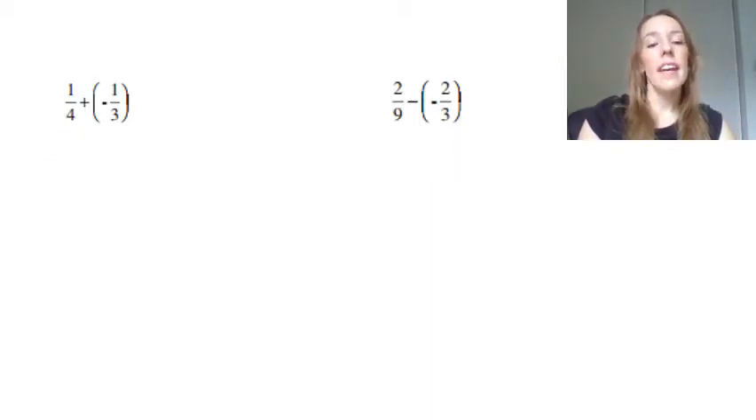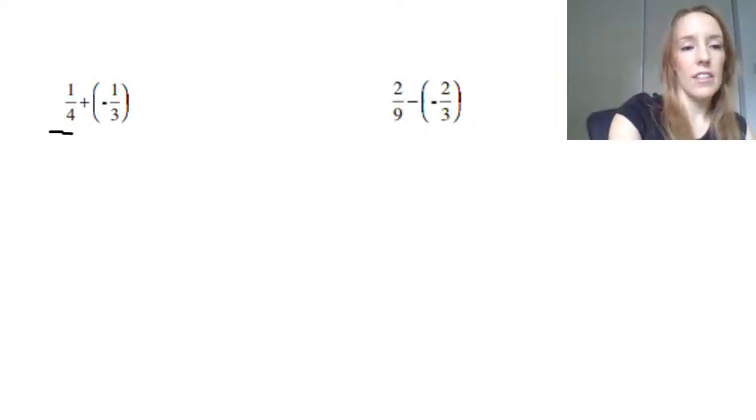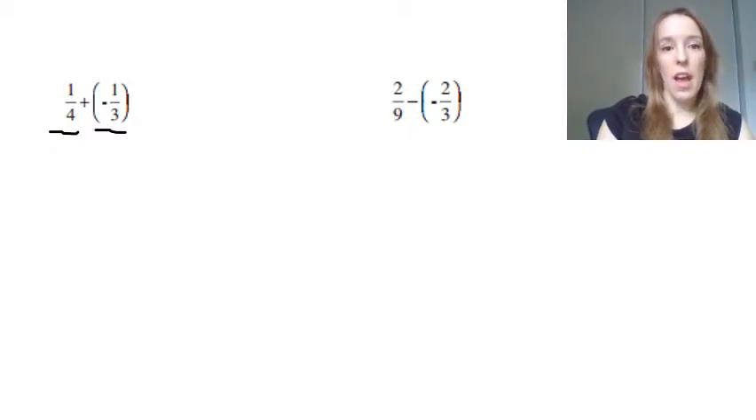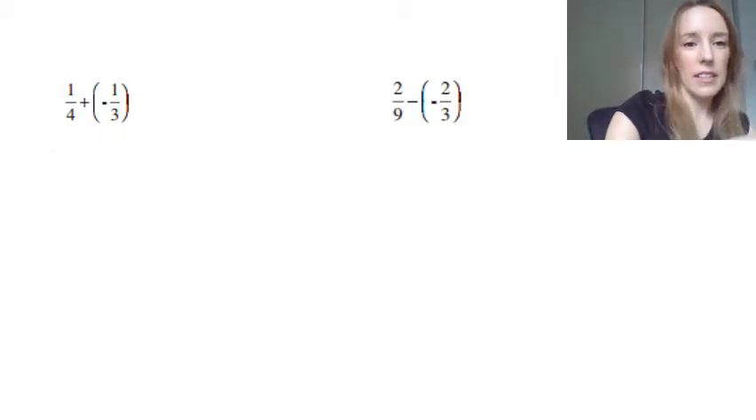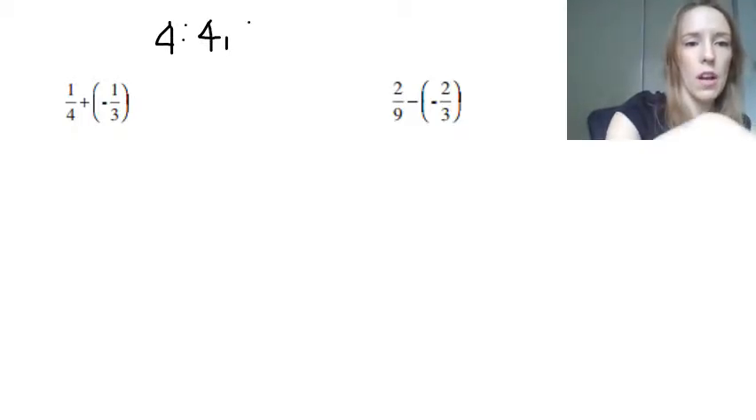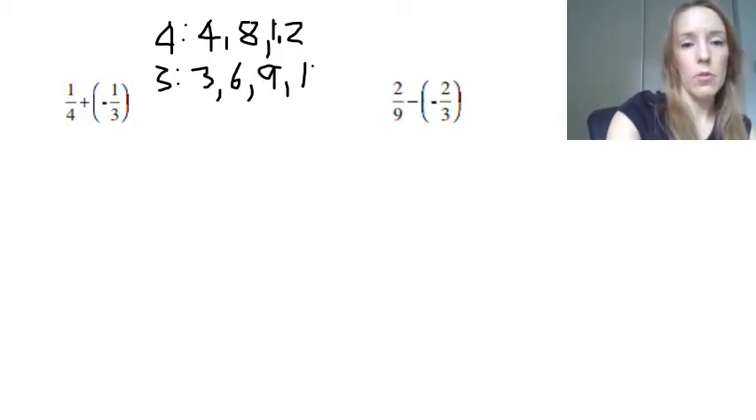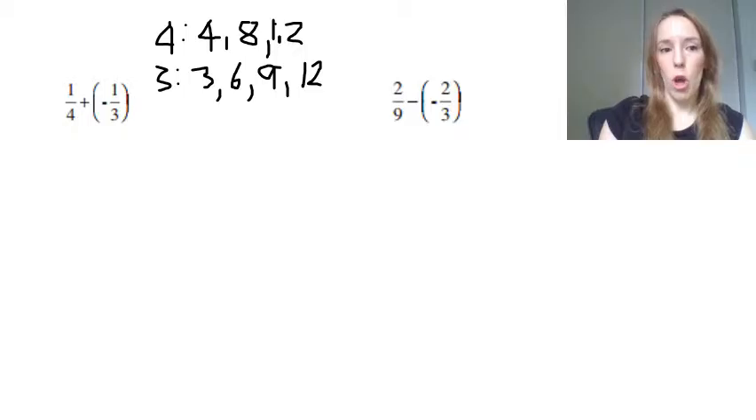Okay, for our next two examples here, they're actually getting a little bit more complex. You can see here that our denominators are no longer the same, so we have to find our lowest common multiple. So remember from last time, I'm going to write all our multiples of 4, which is 4, 8, 12, and then all our multiples of 3, which is 3, 6, 9, 12. So we know that 12 is our lowest common multiple.